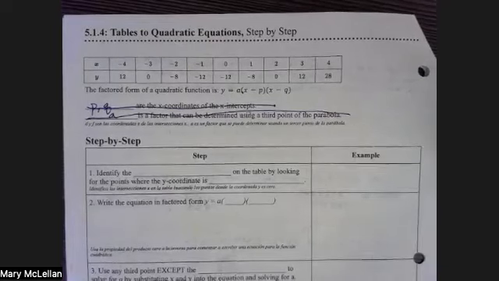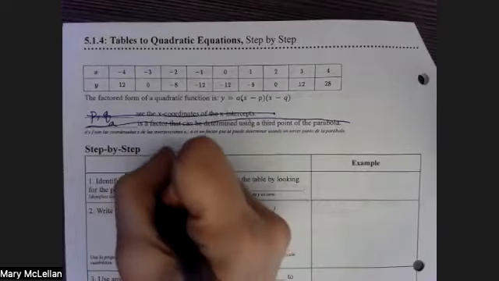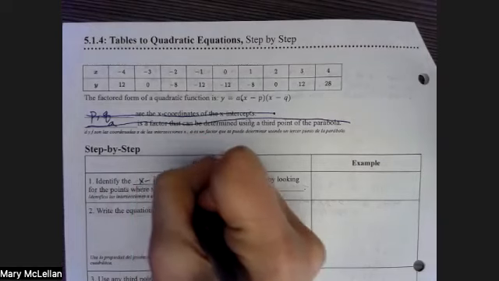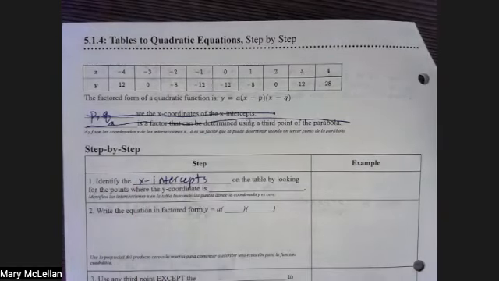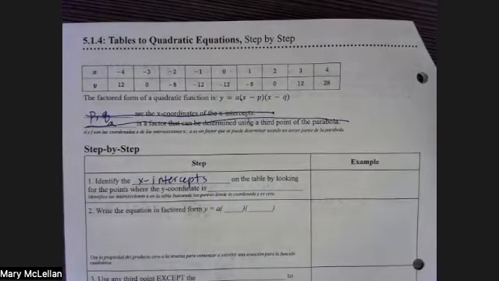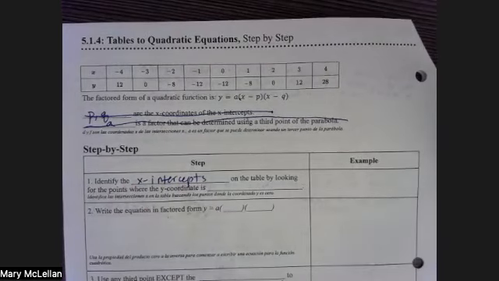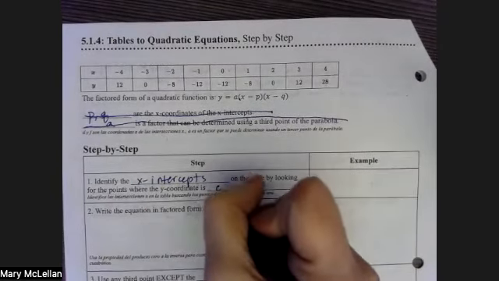Okay, first step. First step is to identify the x-intercepts from my table. That's wherever the y coordinate is equal to 0.